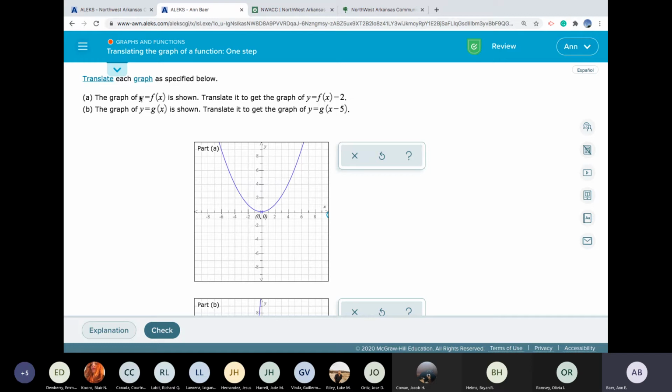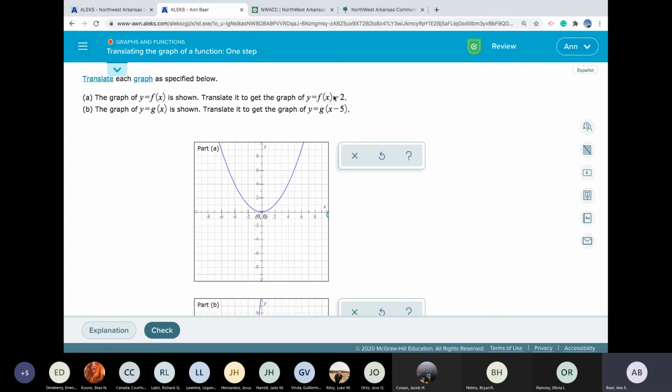So they've given us the graph of f of x. And f of x is y. Y equals f of x, g of x, h of x. We could keep going and going. This really means the y value at a specific x value. That's why we label f of x with y. Translate it to get the graph of y equals f of x minus 2. And then we have the graph of y equals g of x is shown. Translate it to get the graph of y equals g of x minus 5.